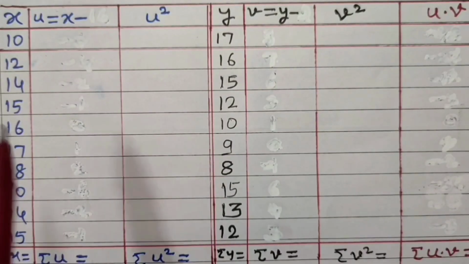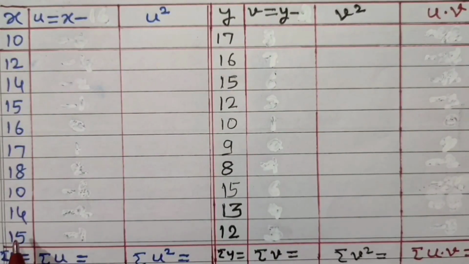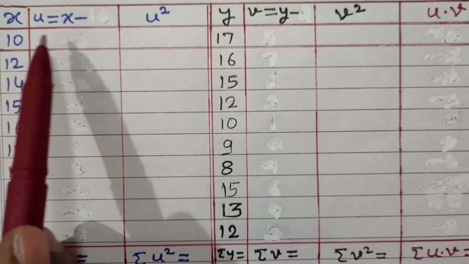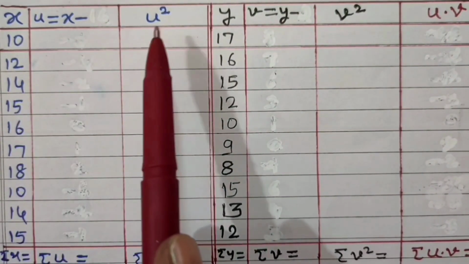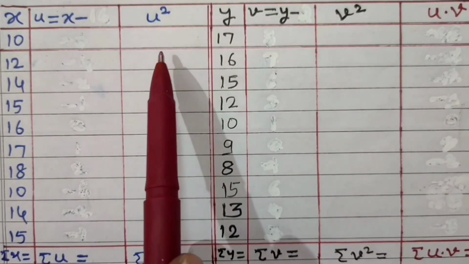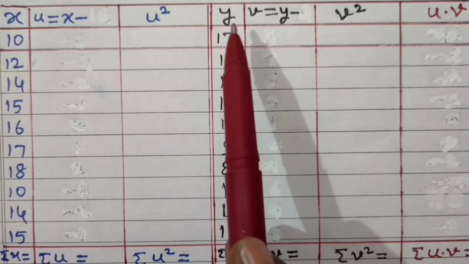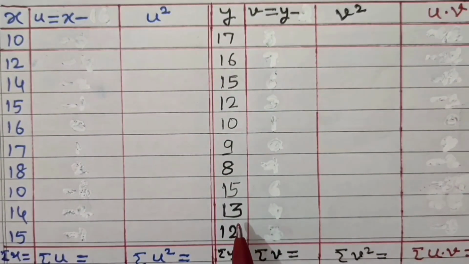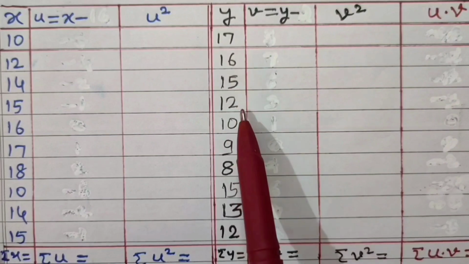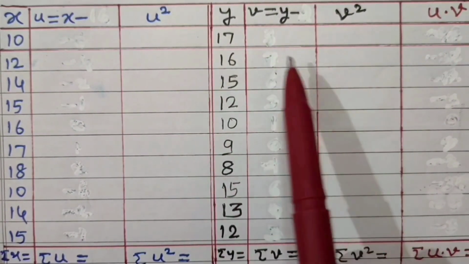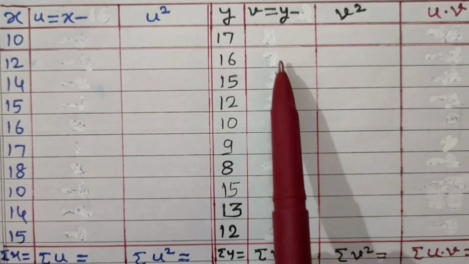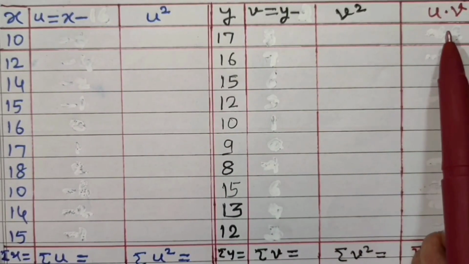First column is for values of X; there are total 10 values of X. Second column is U, means deviations of X from assumed mean. This is U square: take the square of each element from the U column and put it here. Then this column is for values of Y series. Next column is V, which is nothing but deviations of values of Y from the assumed mean of Y series. Then this column is V square, which is the square of each element from the V column, and the last column is U into V.